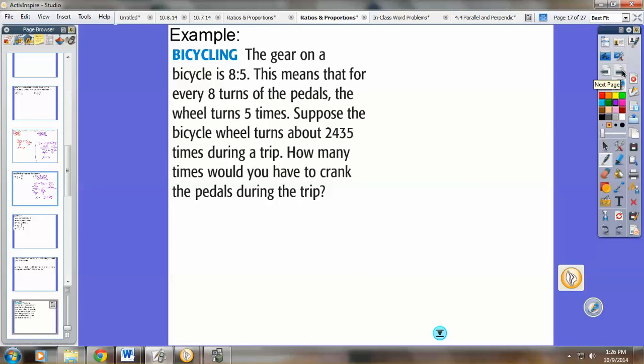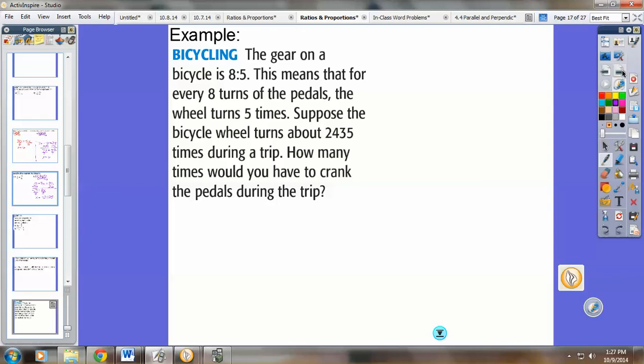The gear on a bicycle is 8 to 5. This means that for every 8 turns of the pedals, the wheel turns 5 times. Suppose the bicycle wheel turns about 2,435 times during a trip. How many times would you have to crank the pedals during the trip?